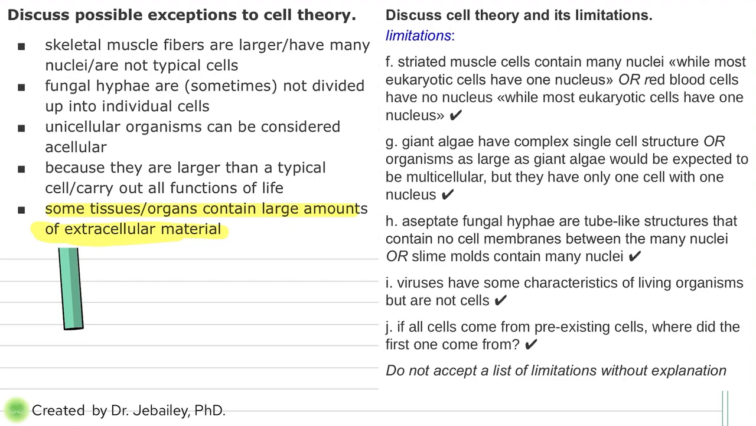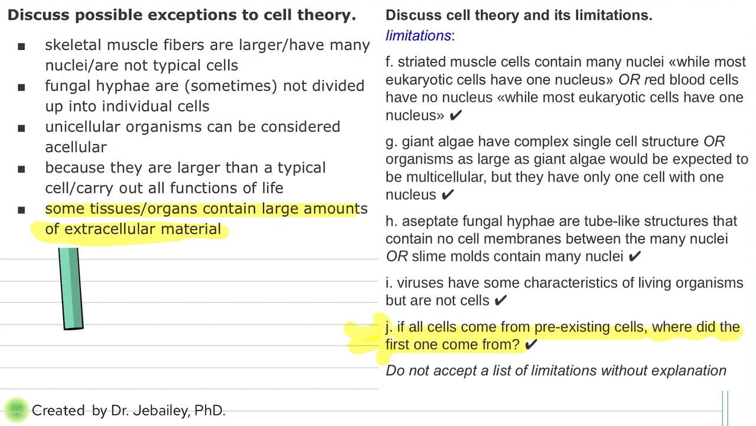Here on the other side it says, if all cells come from pre-existing cells, where did the first one come from? That's a limitation right there. Let's go back to the story of Pasteur. Pasteur was saying, oh, I proved that living cells come from previous cells. But he did not prove what the first cell was. And just mentioning this idea will be perfect for you to end the limitation topic.